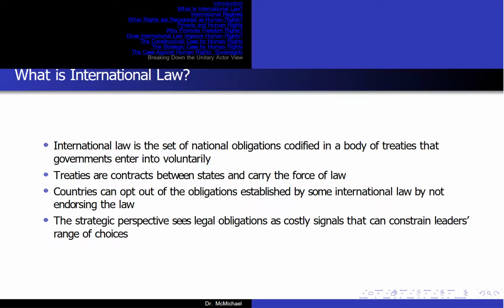What is international law? International law is the set of national obligations codified in a body of treaties that governments enter into voluntarily. Treaties are contracts between states that carry the force of law. Countries can opt out of the obligations established by some international law by not endorsing the law. In this way, international law is different from domestic law, where citizens cannot opt out of their legal obligations. The strategic perspective sees legal obligation as costly signals that can constrain leaders' range of choices.